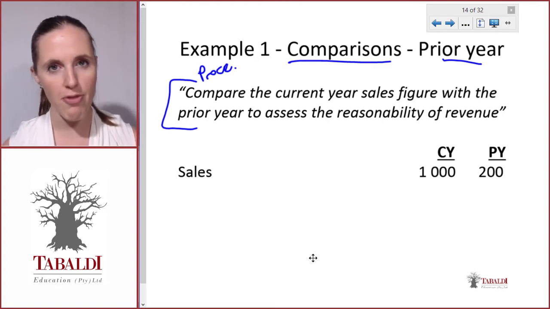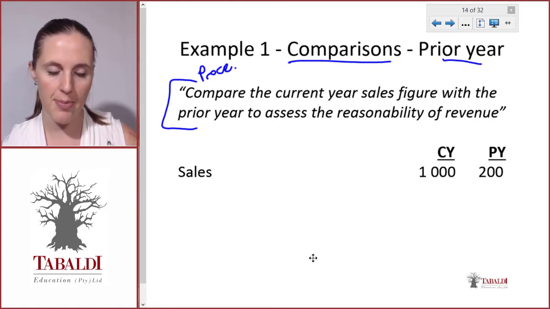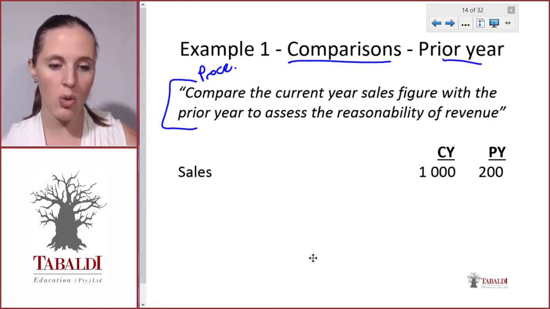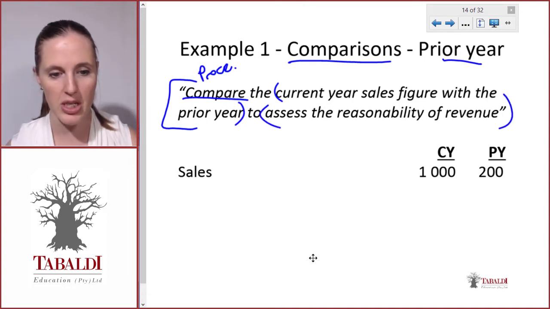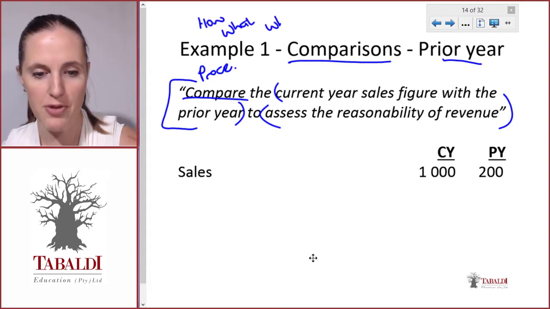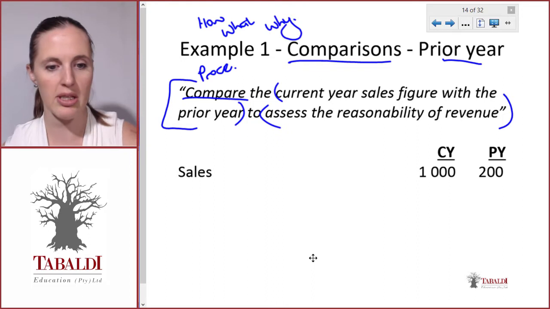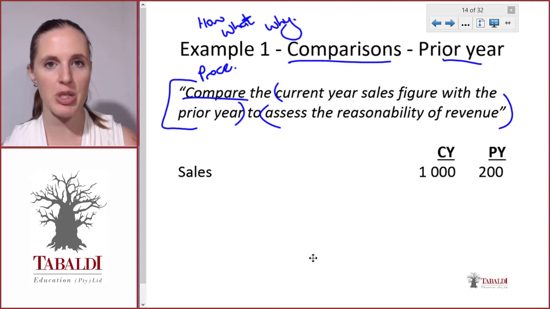You'll notice that it follows our procedure structure, which has the how, the what, and the why. How is comparing. What are we comparing? Current year to prior year. Why are we comparing it? Assess the reasonability. So you'll see that it still covers the how, the what, and the why. And if you haven't quite seen this, we'll go through it more again later. But all your procedures need to follow that particular structure.